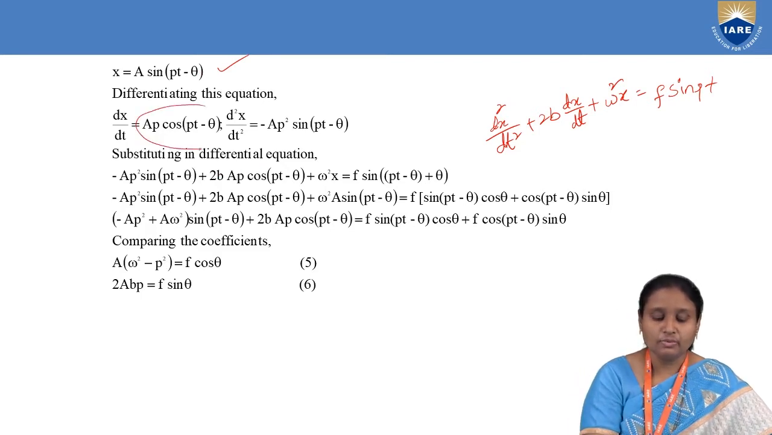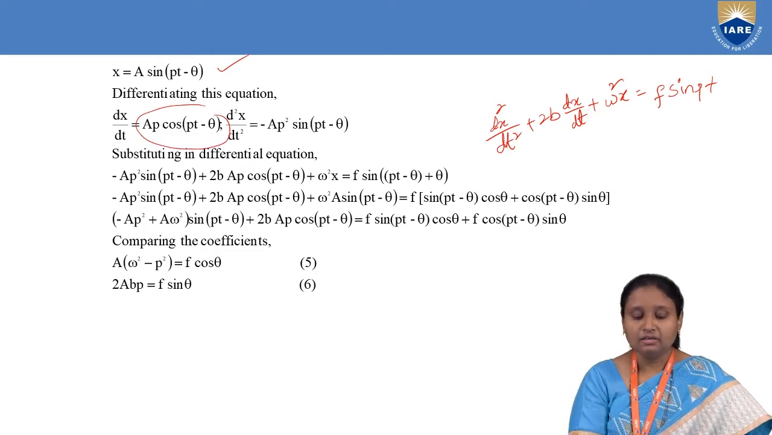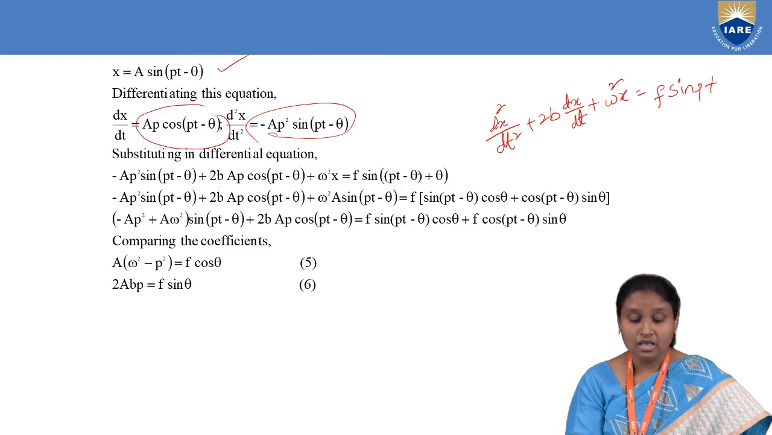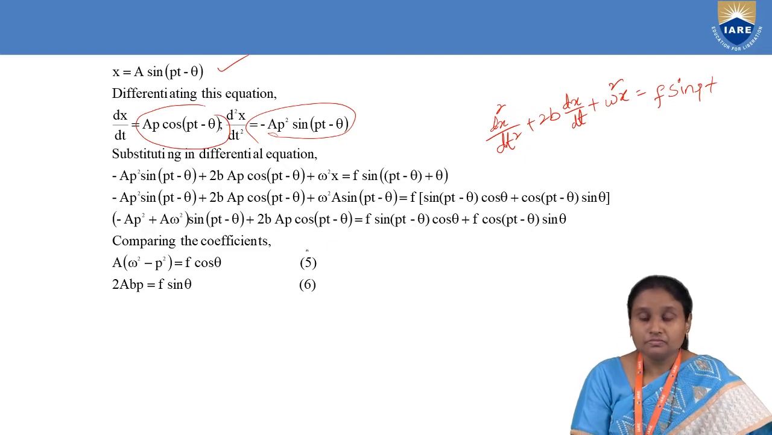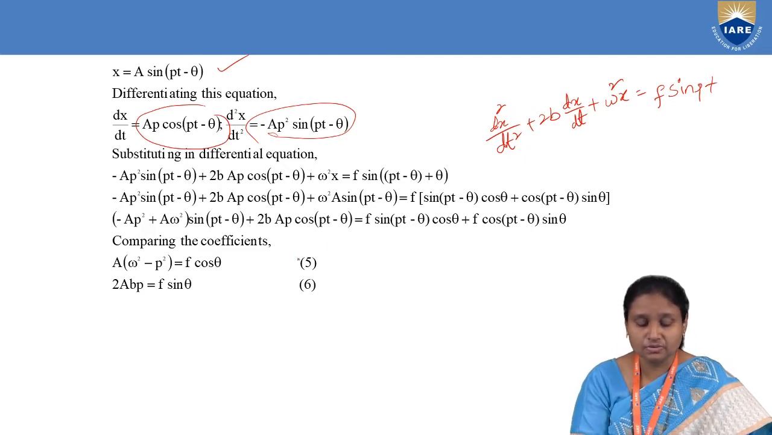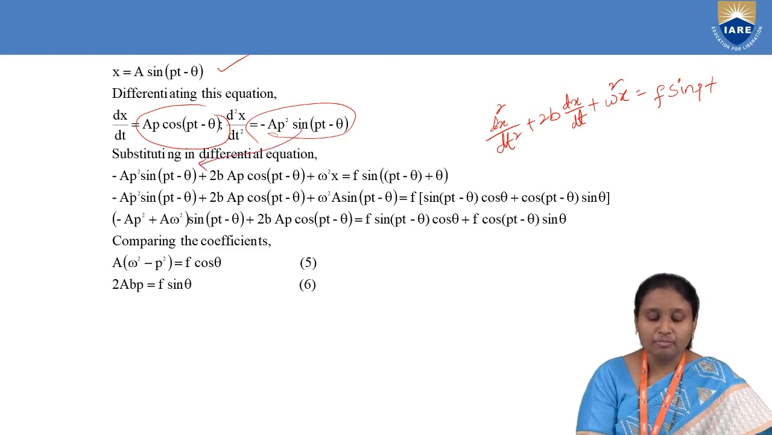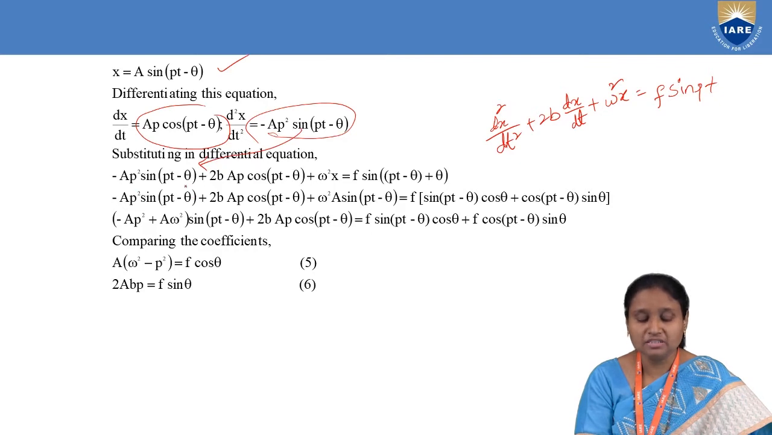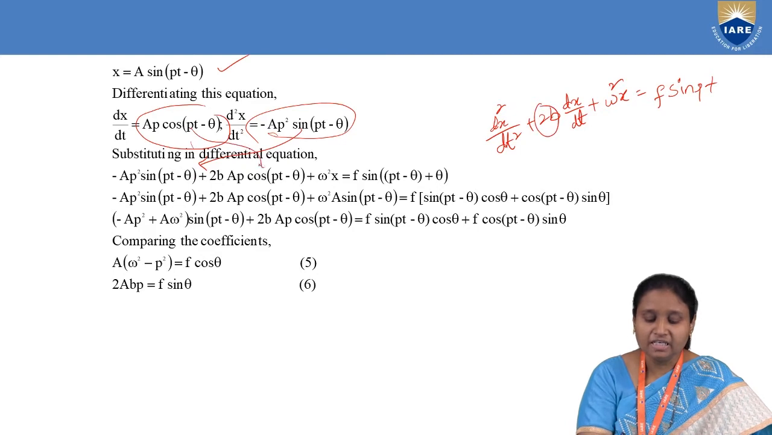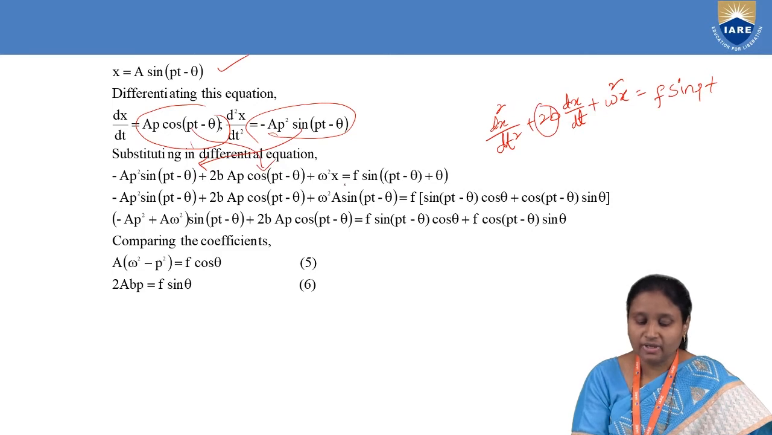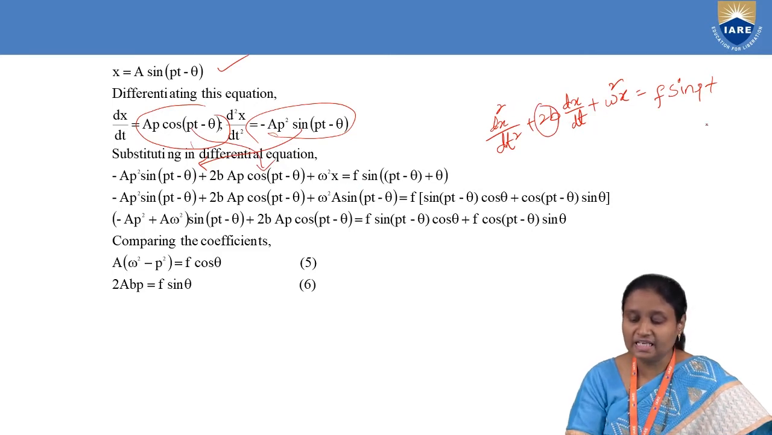If I differentiate it once, I'll get this. And if I differentiate it twice, we end up having this. And I'm going to substitute these two values in the second order differential equation. Once we substitute these expressions, in place of d²x/dt² I have substituted this value, minus a p² sin(pt − θ), plus 2b as it is. And in place of dx/dt, I am substituting a p cos(pt − θ), plus ω²x is equal to f sin pt.